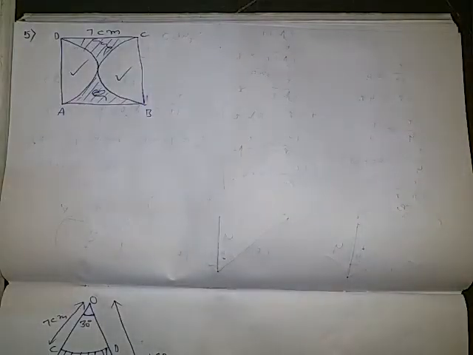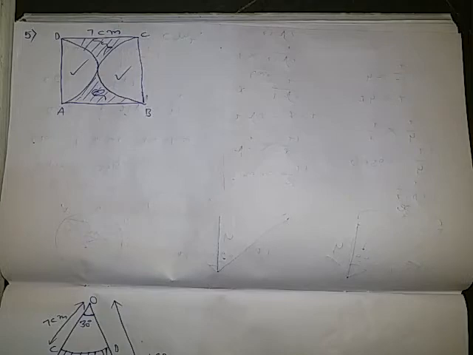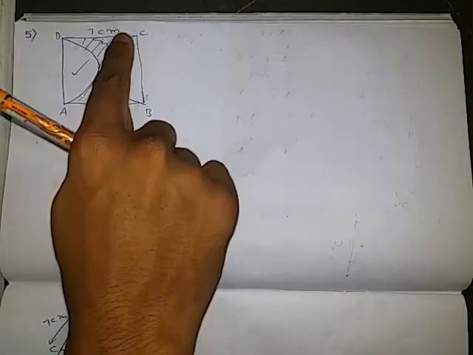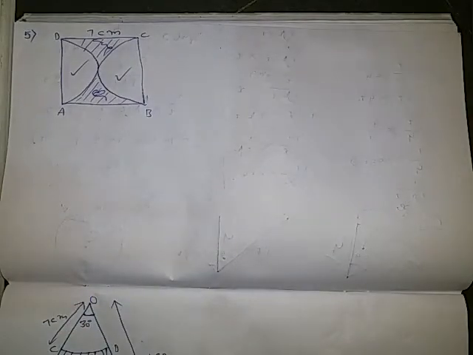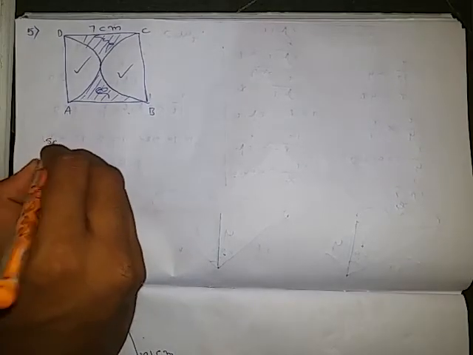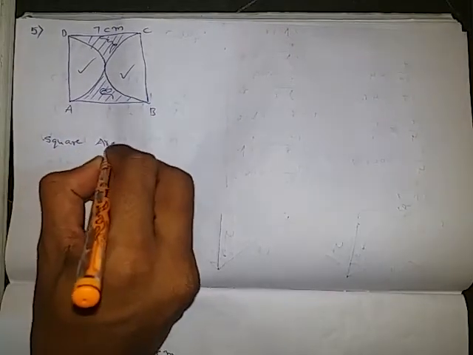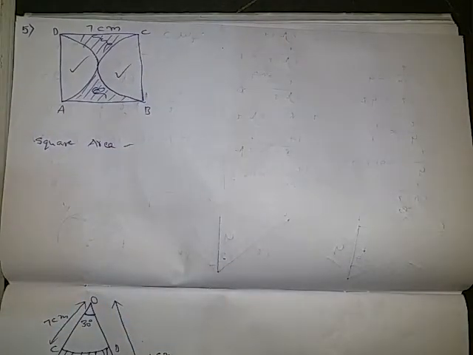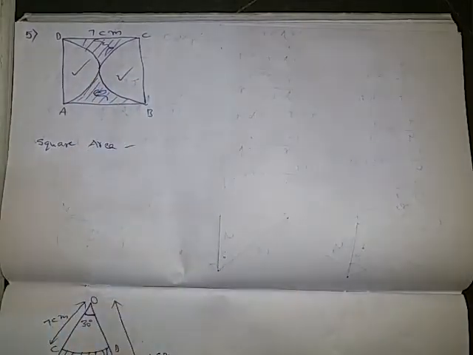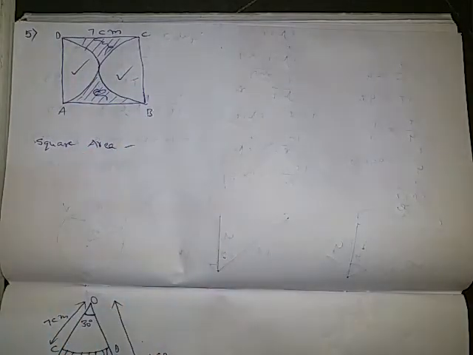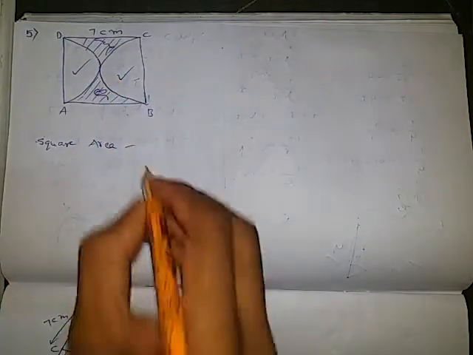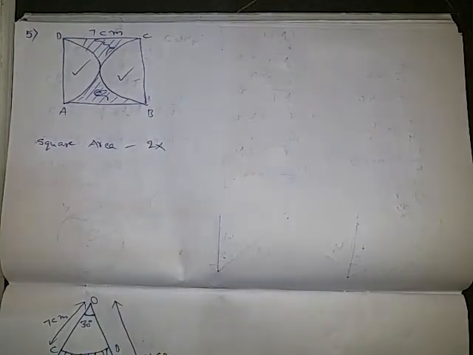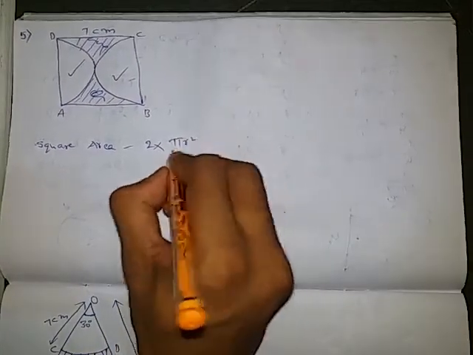In the question anyway he will mention that the outer figure is a square. In case he didn't mention that the outer figure or the bigger figure is a square, check how many measurements are given. Only one measurement is given, so compulsorily that is a square only. So it means square area minus, what are these two figures? Obviously those are semicircles. So two semicircles, 2 into semicircle area, pi r square by 2.